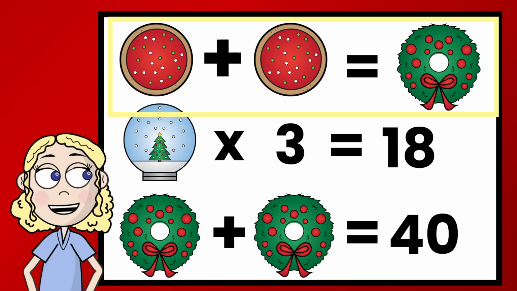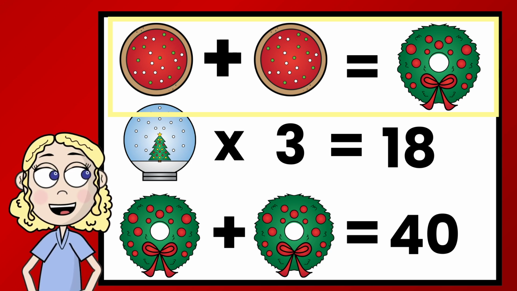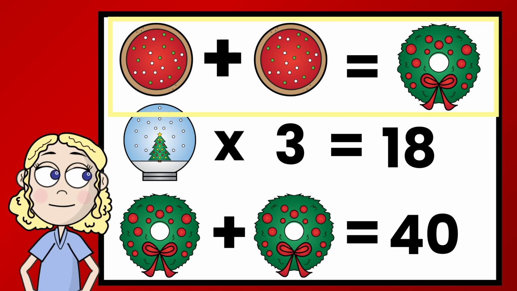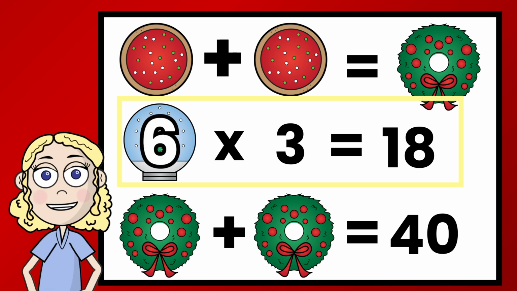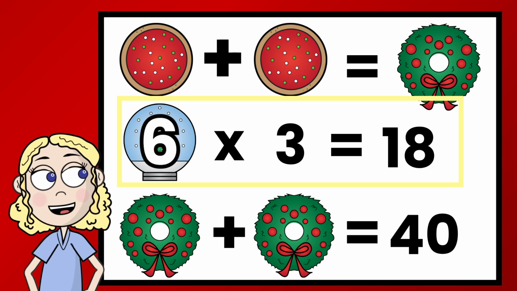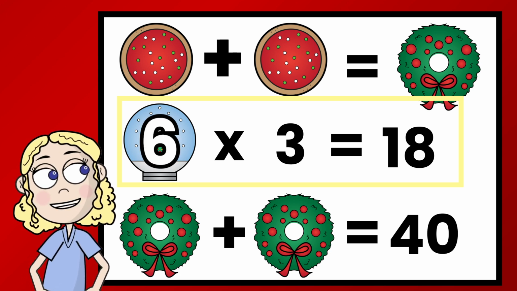All right, I'm going to start at the top. Cookie plus cookie equals wreath. I don't actually know what any of those represents, so I'm going to go on to the next problem. Snow globe times 3 equals 18. What number times 3 equals 18? 6. So now I know the snow globe represents 6.